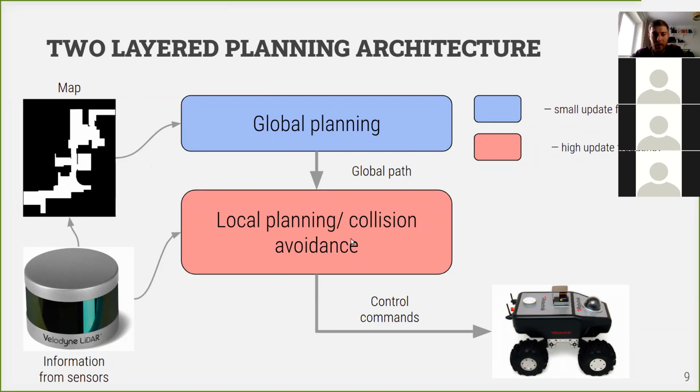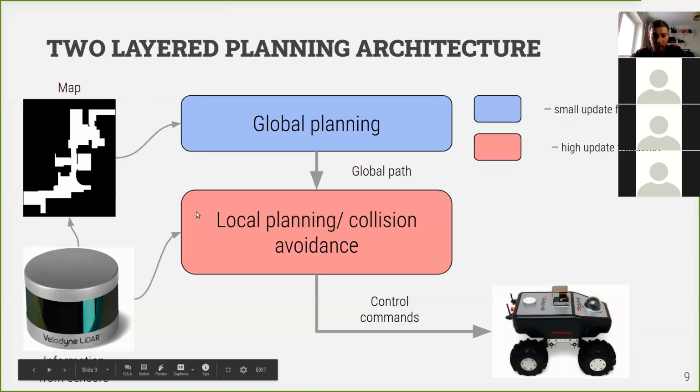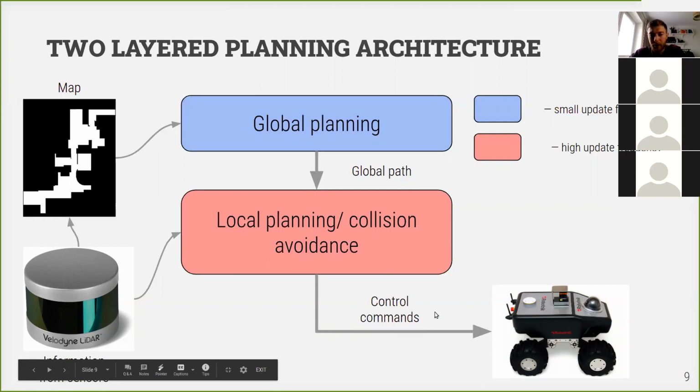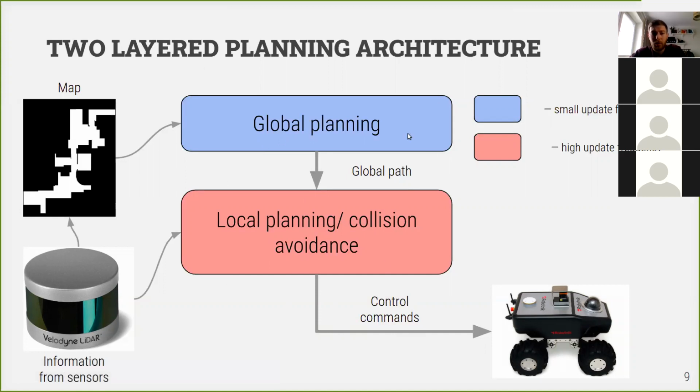And then we have a second step, which is local planning or collision avoidance. And here we use a lot of sensory information coming in real time, and it is updated frequently because dynamic obstacles are moving, and we have to replan really quickly to adjust to the changing environment. And as a result, here we somehow build control commands and send them to the robot. Actually, all of this is running in a loop, but global planning has a small update frequency, and local planning has a high update frequency to react to dynamic obstacles really quickly.